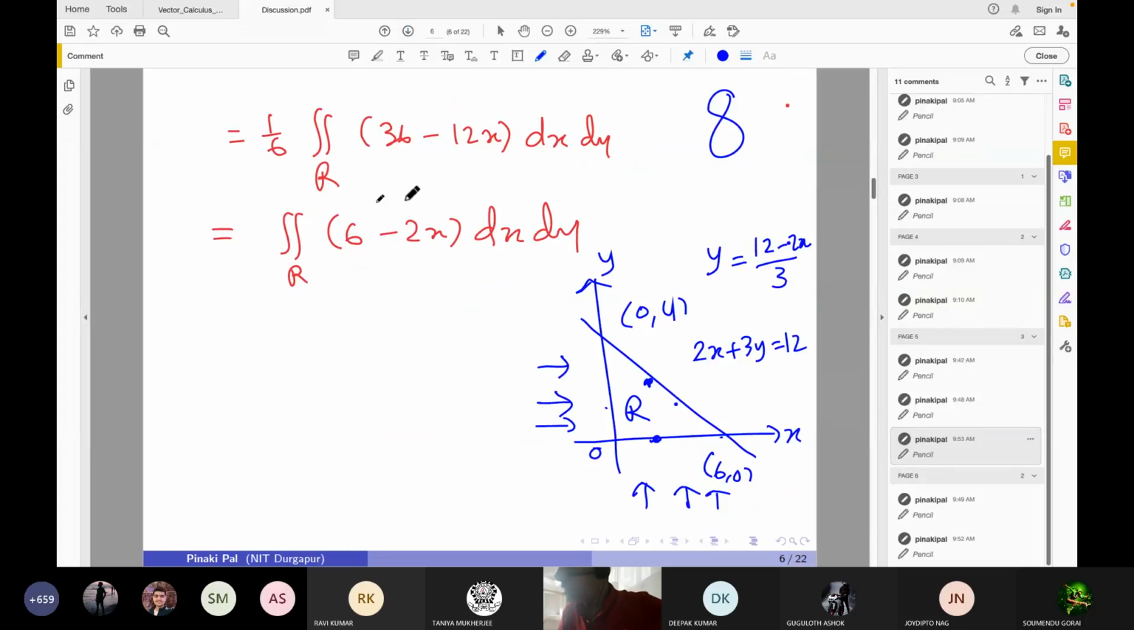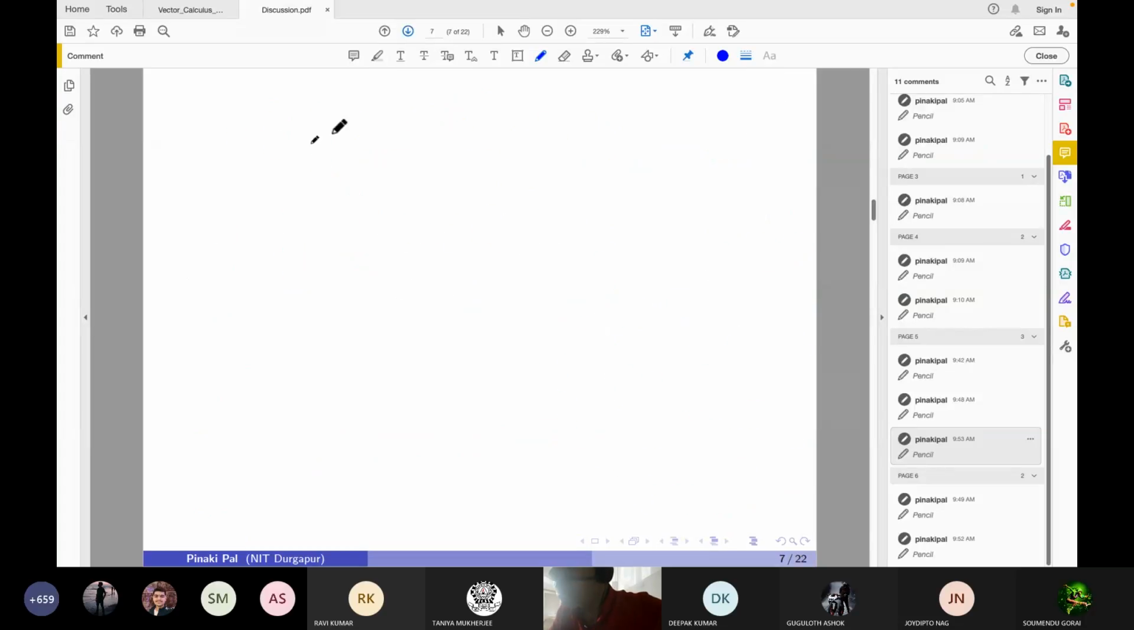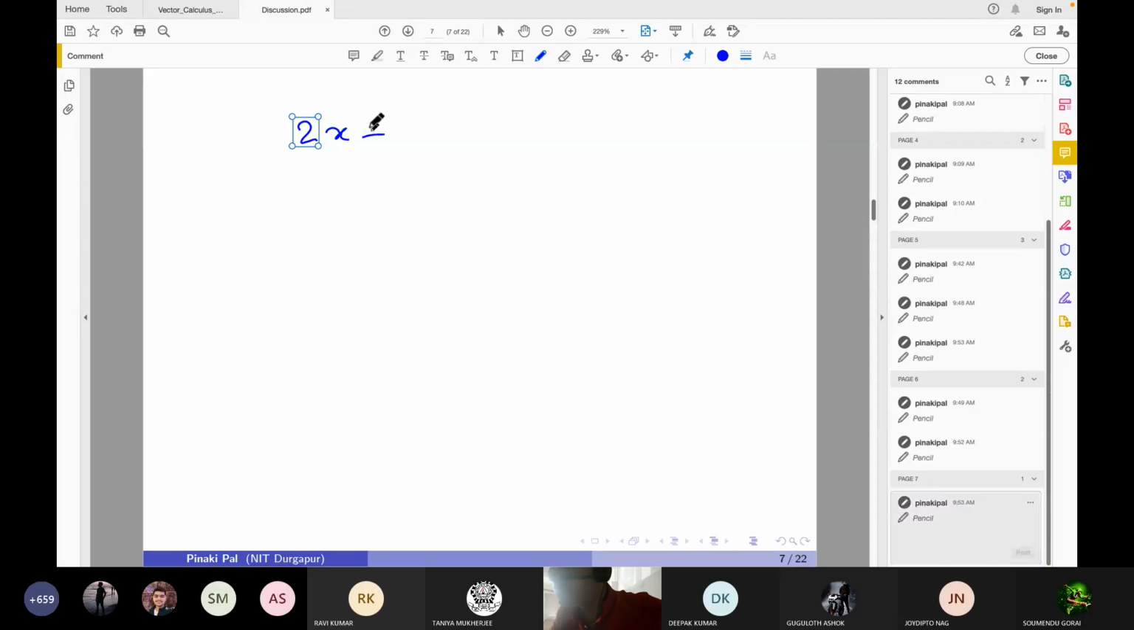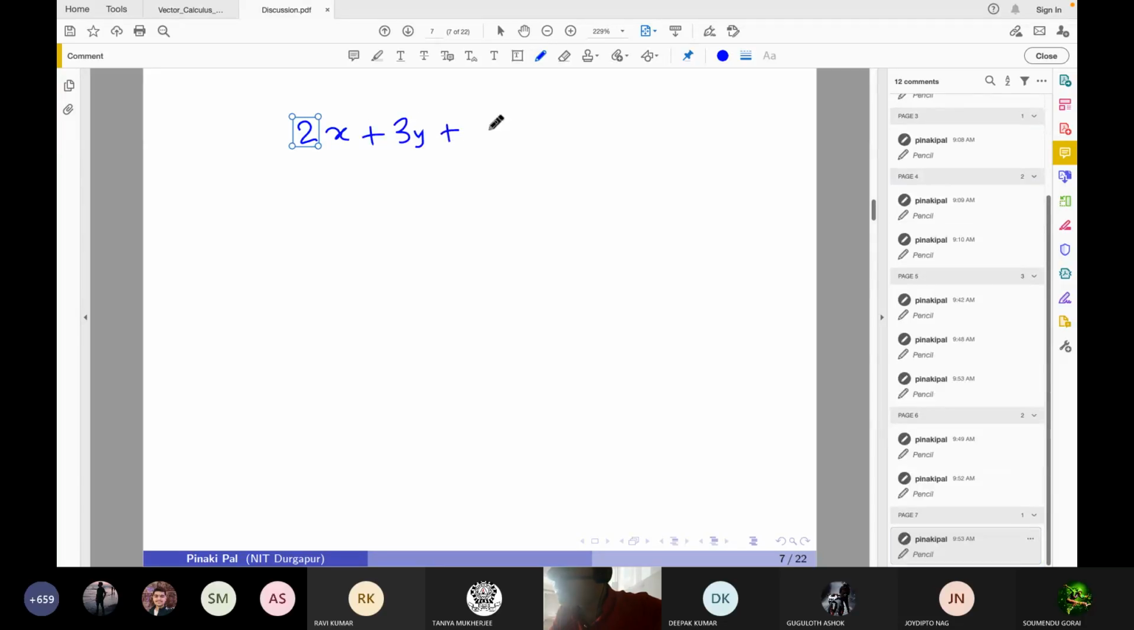So this integral I will discuss later on. So you have a plane something like this: 2x plus 3y plus 6z is equal to 12, right? So what is your phi? What is the level surface? You can take phi of x, y, z as 2x plus 3y plus 6z, and this is basically a level surface defined by this scalar function.